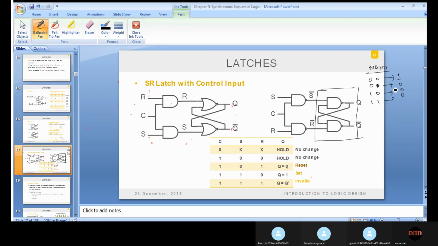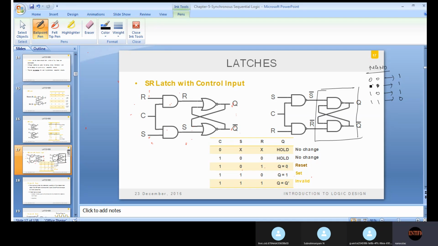Then, is what I wrote correct? Yes, ma'am. For the inputs 0 1 1 and 1 0 1 1, what comes for NAND? Tell me. 1 1 1 0. Okay, so 1 1 1 0.